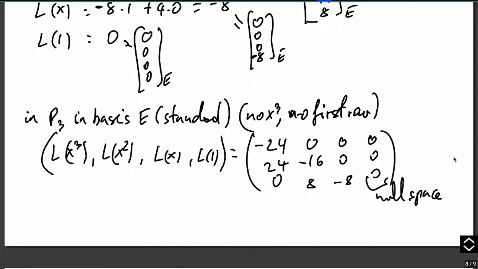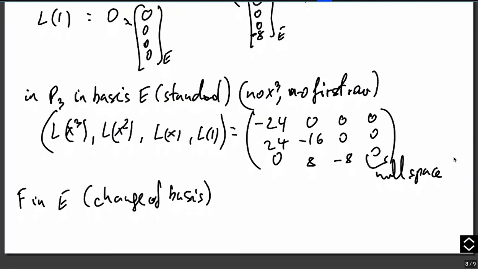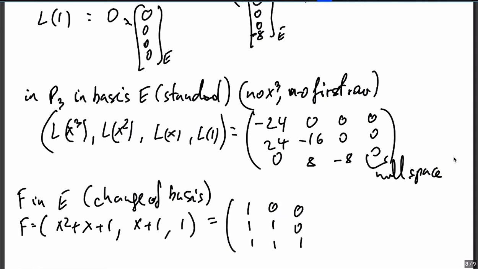We can expand also F in E, which means the change of basis, really. So F was the basis x squared plus x plus 1, x plus 1, 1, which in the E basis, using standard coordinates, this is 1, 1, 1, this is 0, 1, 1, and 0, 0, 1. Again, this was in an E basis, the standard basis.